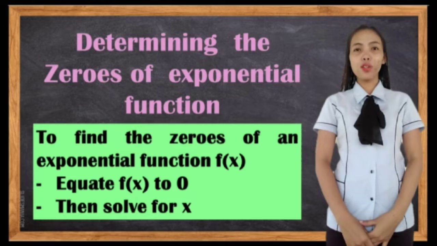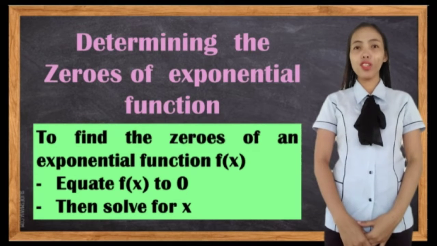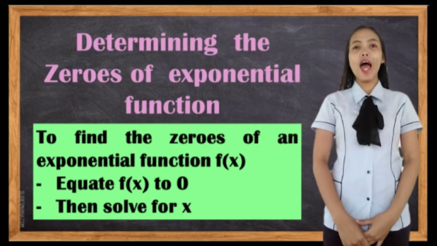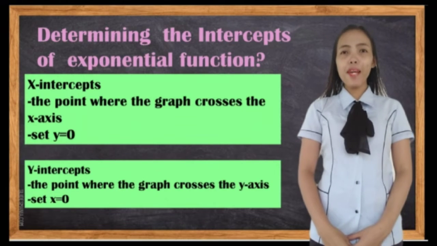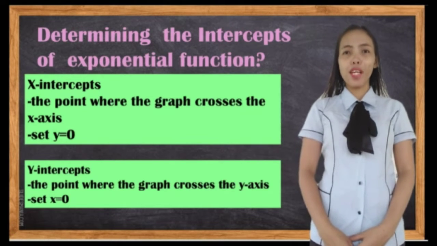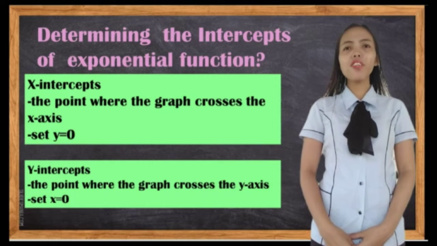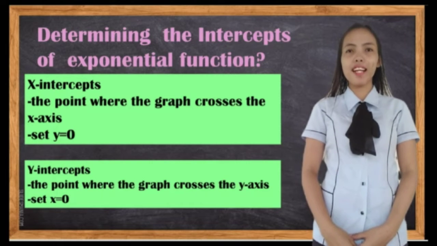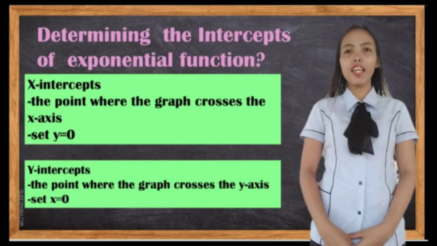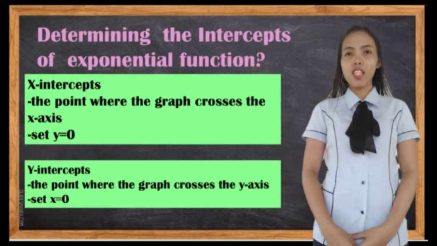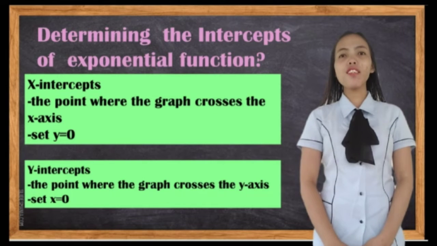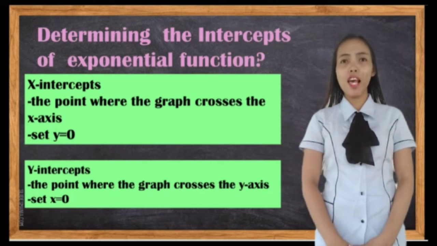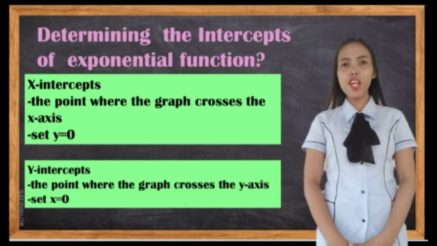To find the zeros of an exponential function, we need to equate f of x to 0, then solve for x. And to determine the intercepts of an exponential function, the x-intercept is where the graph crosses the x-axis, and to find it, we need to set y equal to 0. The y-intercept is where the graph crosses the y-axis, and to find it, we need to set x equal to 0.